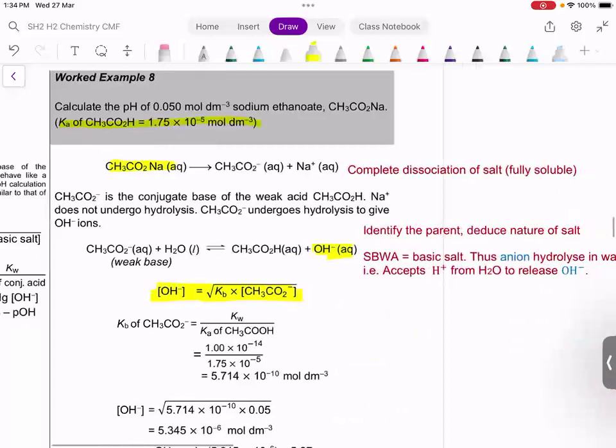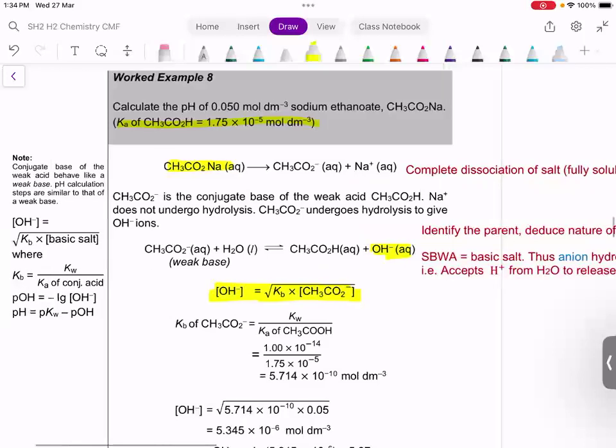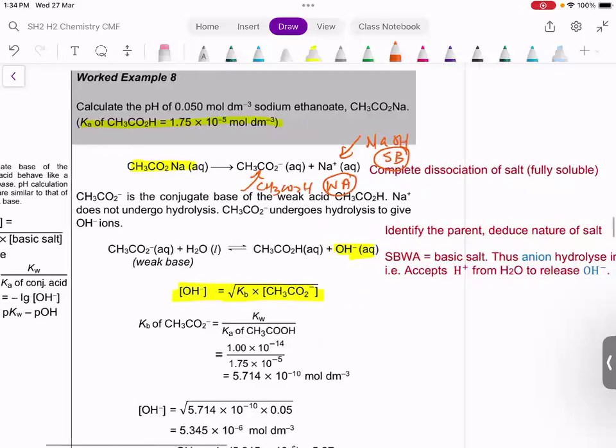Do you need me to explain how you decide whether it will undergo hydrolysis? You have to check the parent. Remember the anion comes from the acid. This is the ethanoic acid, which you should know is a weak acid. Then this must come from sodium hydroxide, which is a strong base. Having a strong base and weak acid, it will give rise to a basic salt.